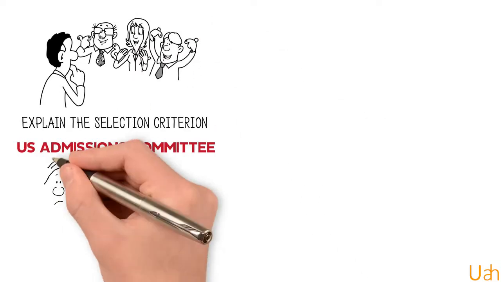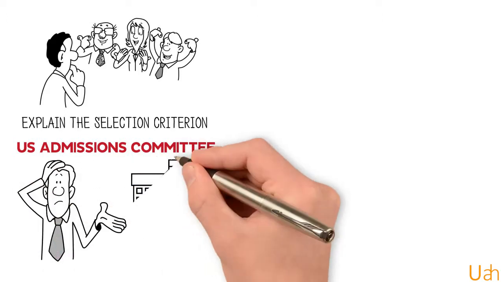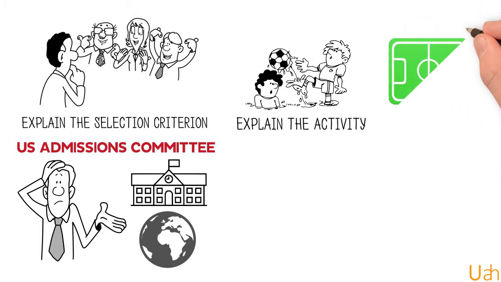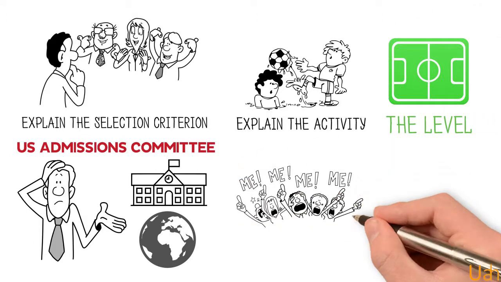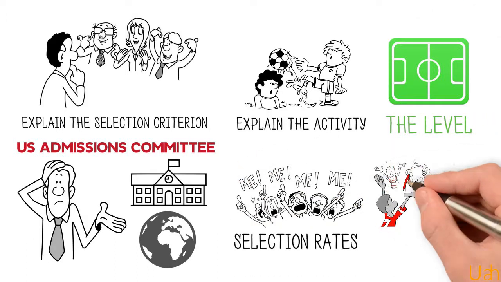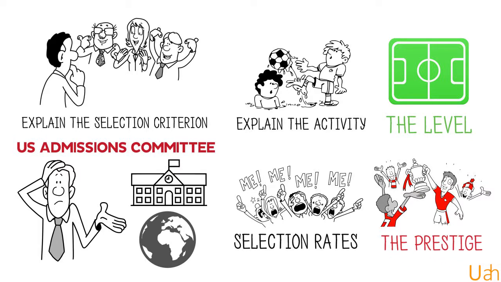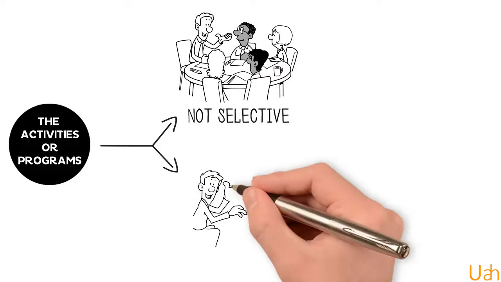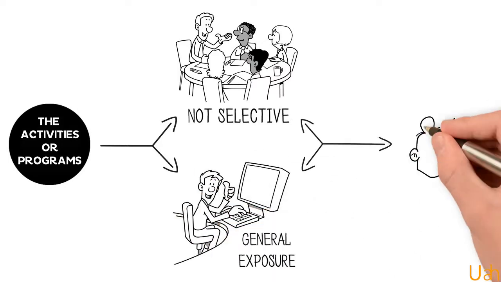It is important that you explain the selection criterion because U.S. Admissions Committees may not intuitively understand the systems of your local schools or countries. Explain the activity, the level that it is conducted on, typical selection rates, and the prestige associated with said selection. The activities or programs that are not selective and just provide general exposure would not carry as much weightage.